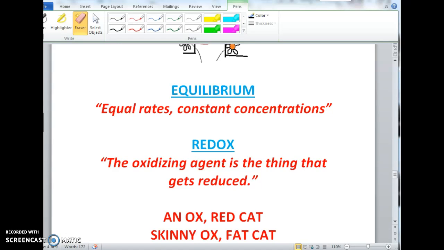But I also like to add a little dance to it. So as we're doing that, we say the words equal rates, constant concentration.